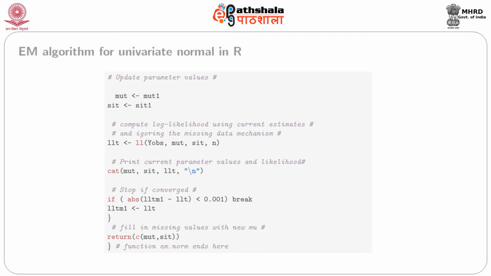Finally, the function returns the computed value of the mean and the variance. Pardon me, because SIT is the variance. Initially I said that it's the standard deviation, but it's actually the variance that's being calculated. So standard deviation is nothing but the square root of the variance.